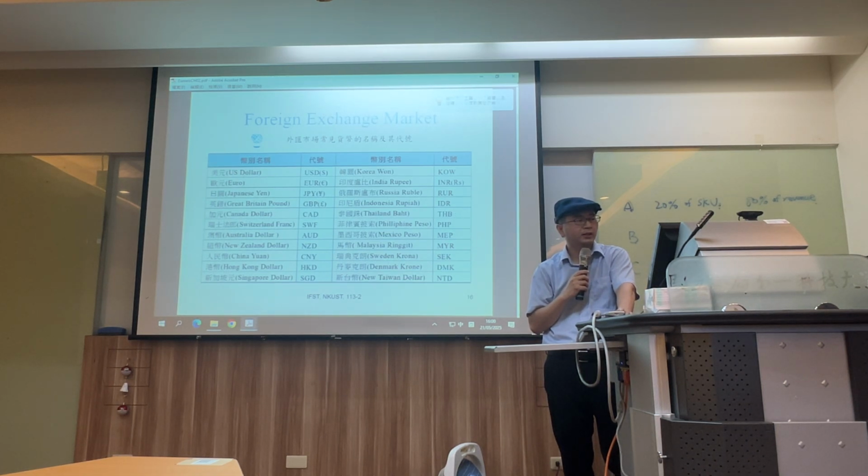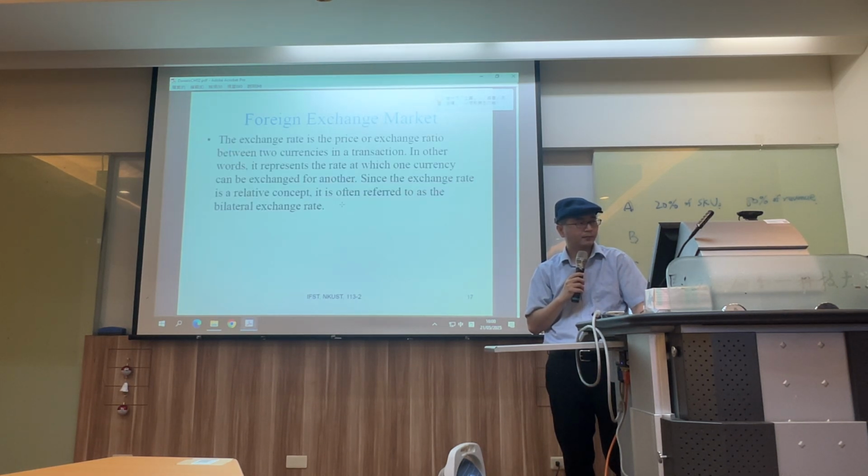For example, for the US dollar, we'll use USD. For the euro, we'll use EUR, and for the Japanese yen, we'll use JPY. Okay, so those are short forms. So next time when you see those kinds of acronyms, you can easily associate them with a particular currency. For example, when we talk about the GBP, that means the Great Britain pound, right?